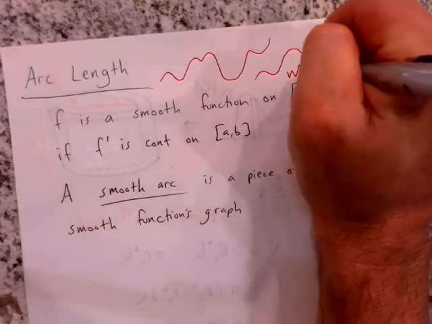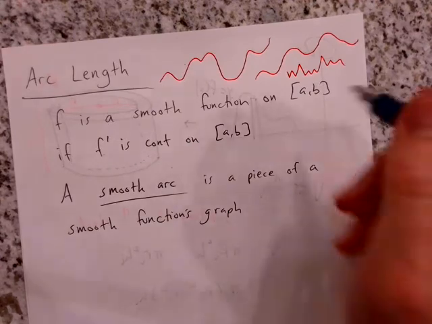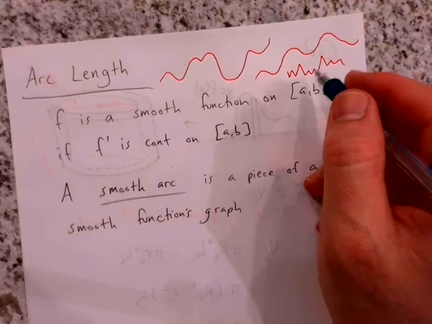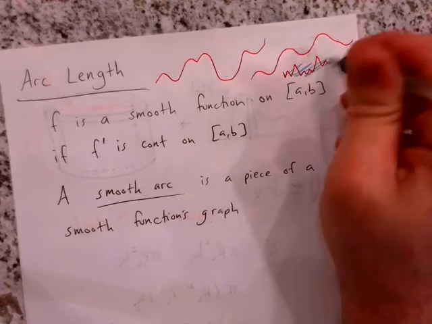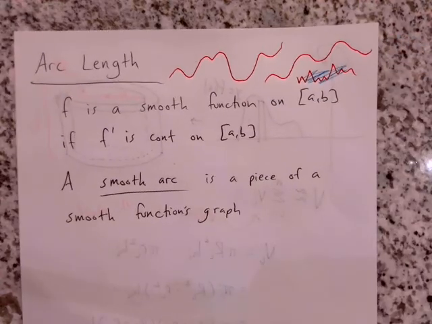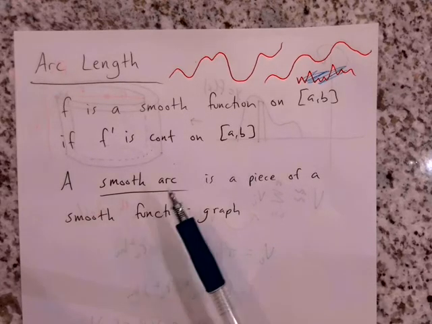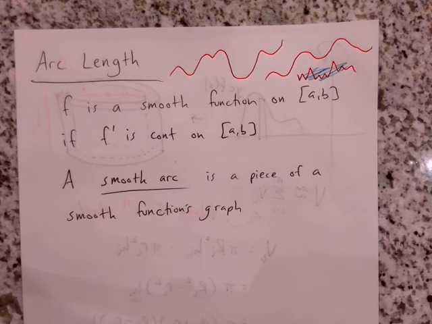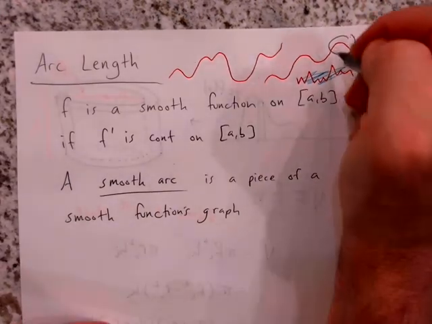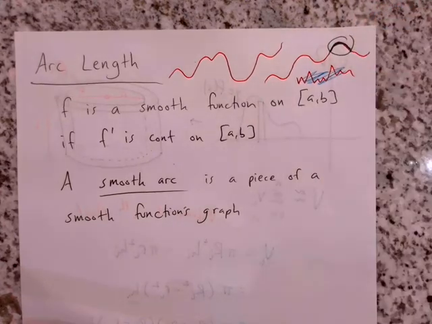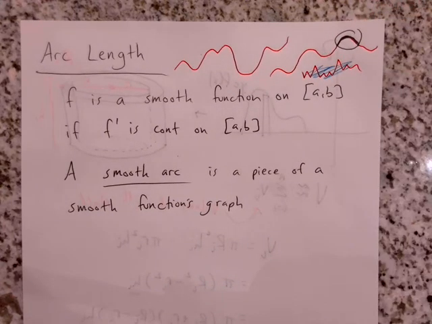This is not a smooth function. There are sharp points. Sharp points are cusps, and f prime does not exist at those points. So a smooth function has no sharp points, no discontinuities. And a smooth arc is a piece of some smooth function's graph. For example, this little piece right here of this graph is a smooth arc. It is a piece of a smooth curve. And smooth arcs are the only kind of arcs whose lengths we can find with this next technique.